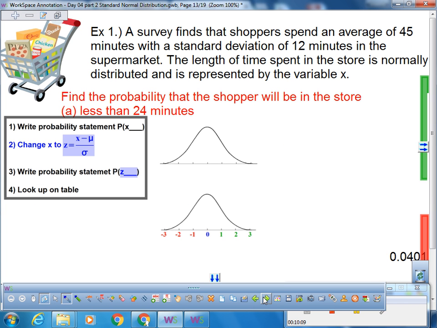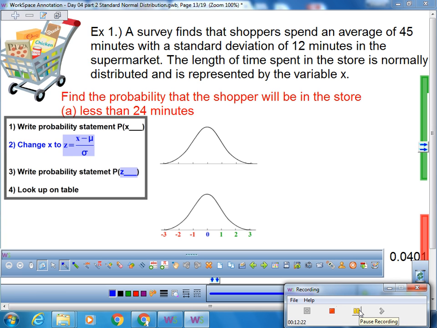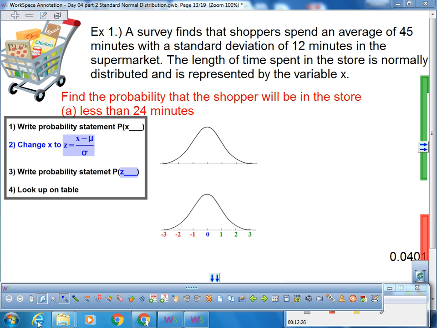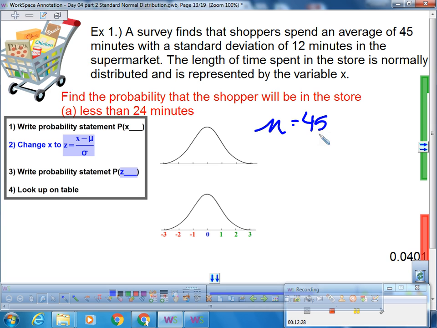Why don't you guys try this one for me really quick? I'm going to pause it, and I'm going to check your homework in. Okay, so a survey finds that shoppers spend on average, so I hear on average, and I write my mean is 45 minutes with a standard deviation of 12 minutes in the supermarket. That sounds about right. Yeah? The length of time spent in the store is normally distributed and is represented by the variable x.